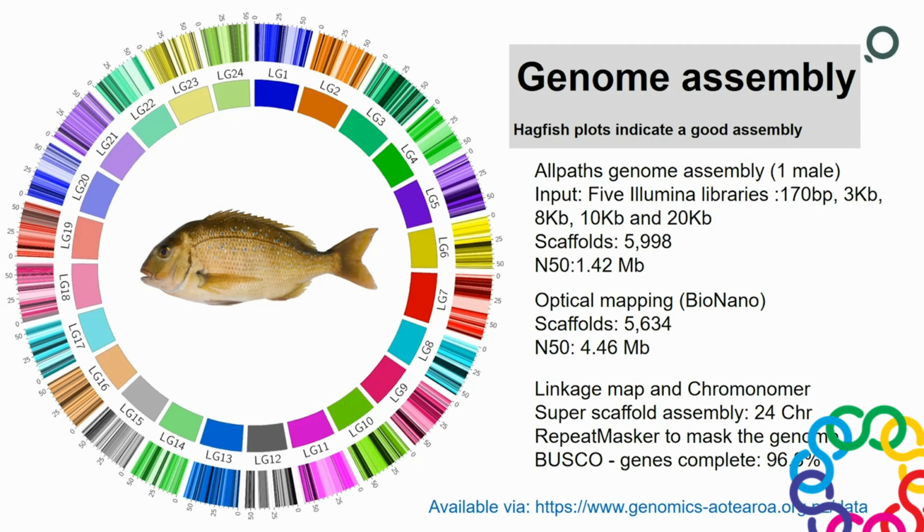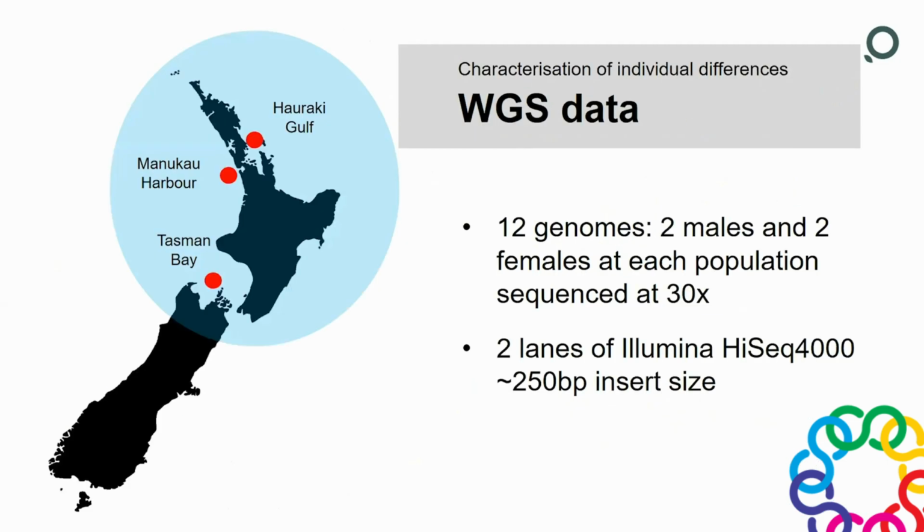And then we were going out into nature, and we were sampling snapper from 3 locations in the country. So here you can see it, the Hauraki Gulf, the Manuka Harbor, and Tasman Bay. And from each of these locations, we collected 2 males and 2 females. So 4 individuals per location, 12 in total, obviously, and we sequenced them at 30x whole genome. And we used these genomes to look at the genetic variants that are present in snapper.